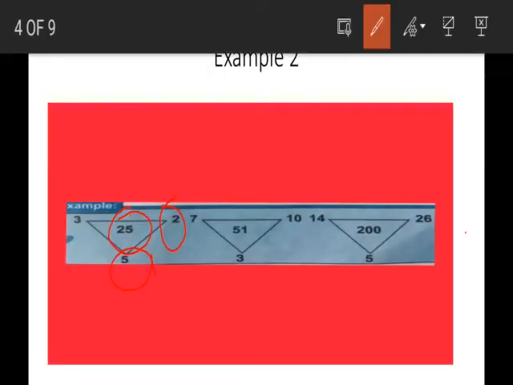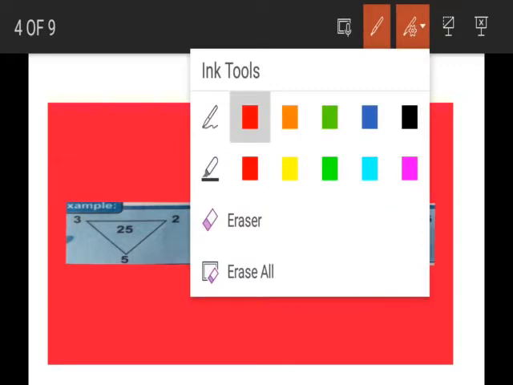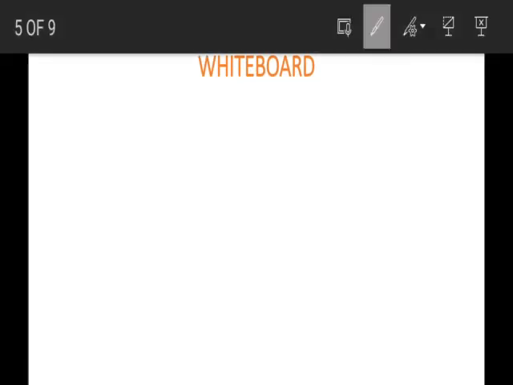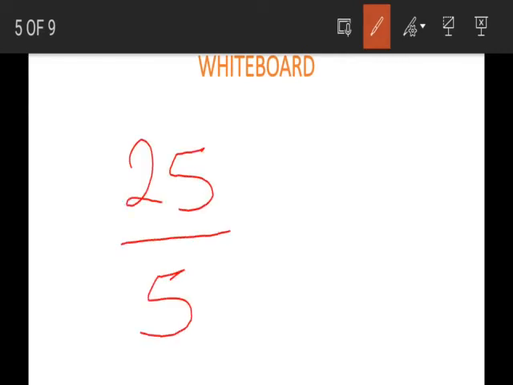Now, assuming our 3 was not given, how do we get our 3? It's also simple. Now, for us to be able to get our 3, we'll bring our 25, we divide our 25, which is the number at the middle, 25 divided by our base number, which is 5. 25 divided by 5 gives us 5.